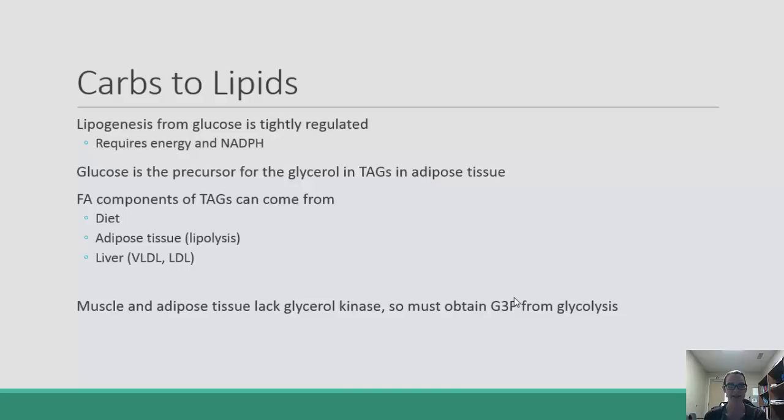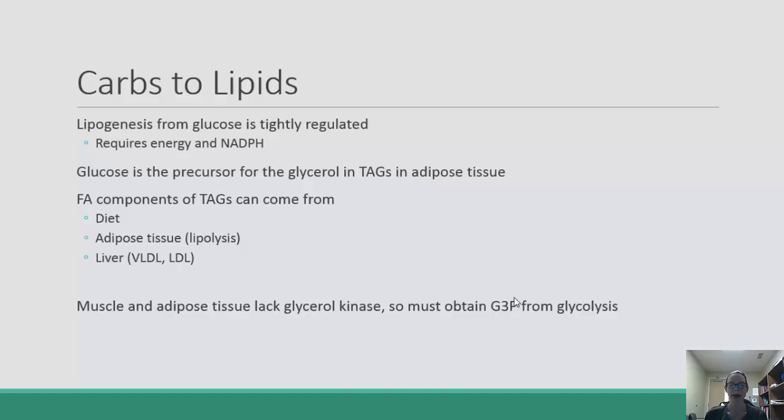triglycerides, when we're synthesizing them, can either come from our diet. So we've seen you are what you eat in terms of fats. Our fatty acids get incorporated into our body as they were in the diet. We can also get the fatty acids from lipolysis of our adipose tissue in order to synthesize new triglycerides. Or we can get it from our liver in the form of our lipoproteins, VLDL and LDL.